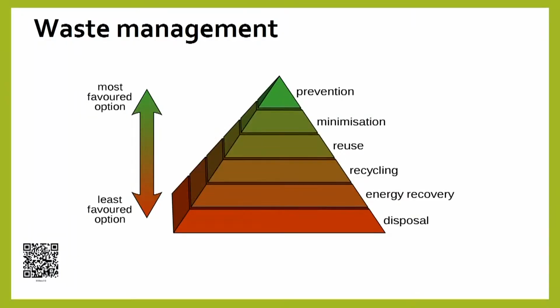Second most important is waste management. In this slide you can see that the most favored waste management is prevention and the least favored is disposal of waste by storing or burning. Reuse and recycling of waste material is an effective way of reducing air pollution. So the aim of waste management is to get the maximum practical benefit from a product with a minimum amount of waste generation.